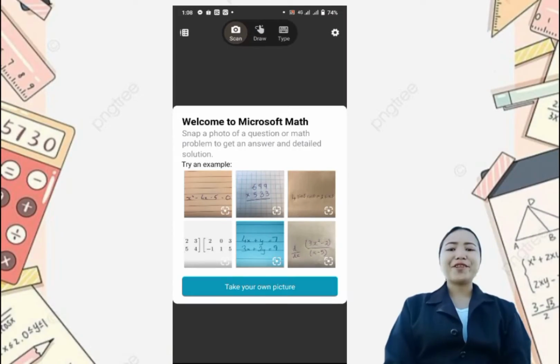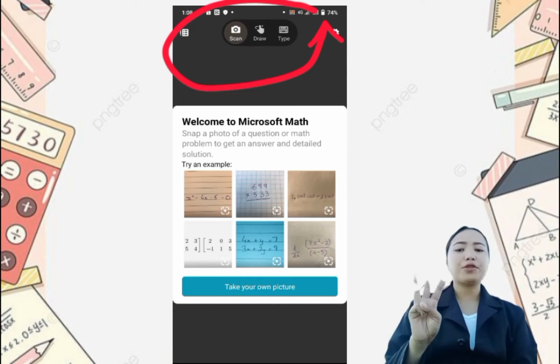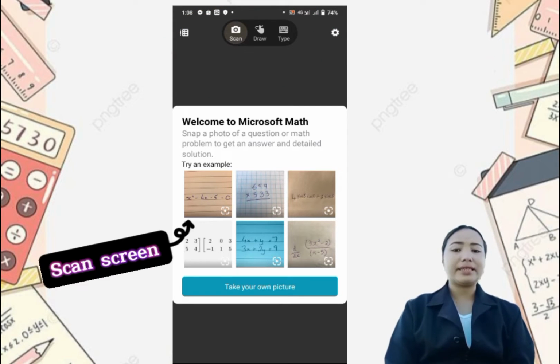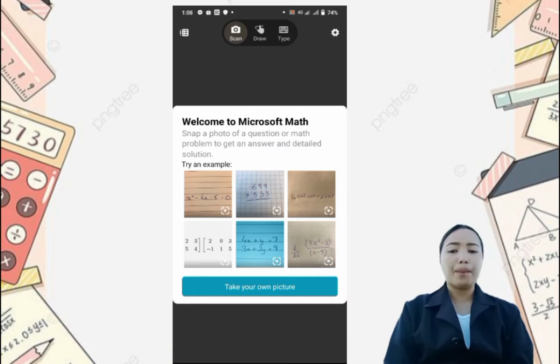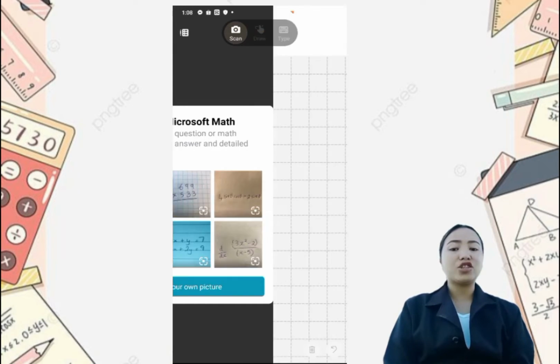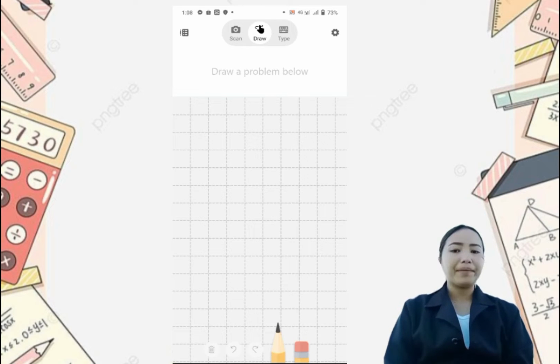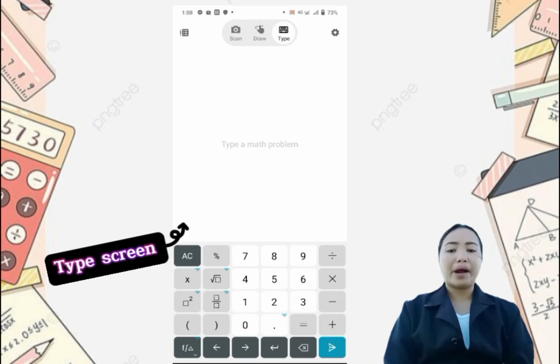So I will show you the Microsoft Math Solver. So this is the app. As you can see in the navigation bar at the top, there are 3 options: scan, draw, and type. The first screen you'll see is the scan screen, in which you take a photo of your math problem. The second one is the draw screen, in which you use your finger to write your math problem. Lastly is the type screen, in which you type your math problem.